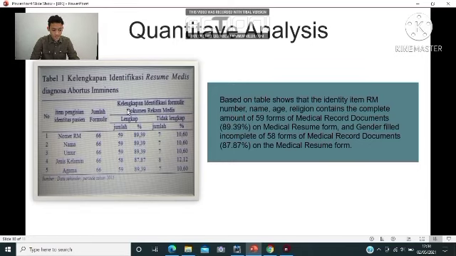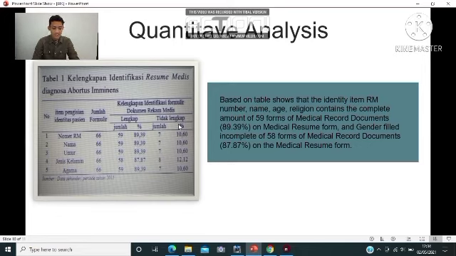So the lowest percentage level of completeness of filling is in the item gender, in 58 medical record document forms, 87%, based on the interview with the assembly officer.